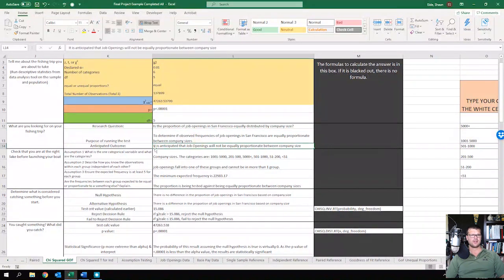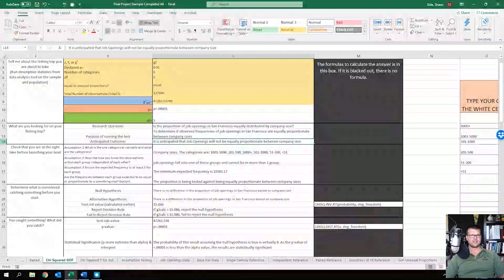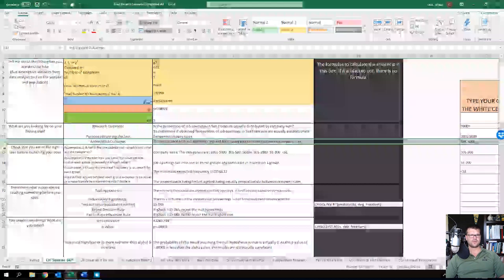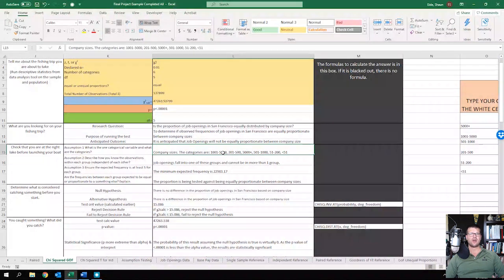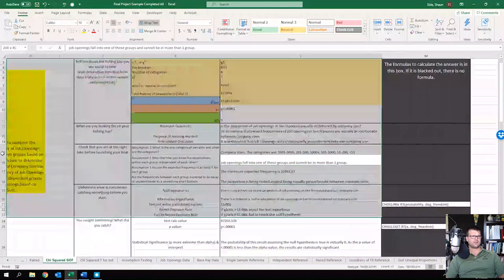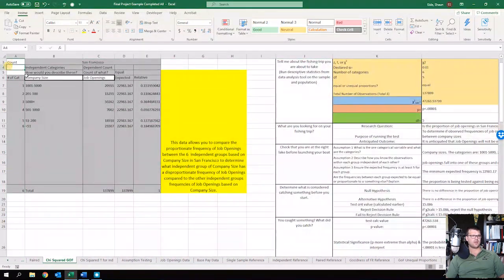between company size. And then what do we expect to happen? It's anticipated that the job openings will not be proportional between company size. So in other words, we expect that some company sizes will have more job openings while other company sizes have less job openings. So next question, what is the one categorical variable, which is right over here, company size.